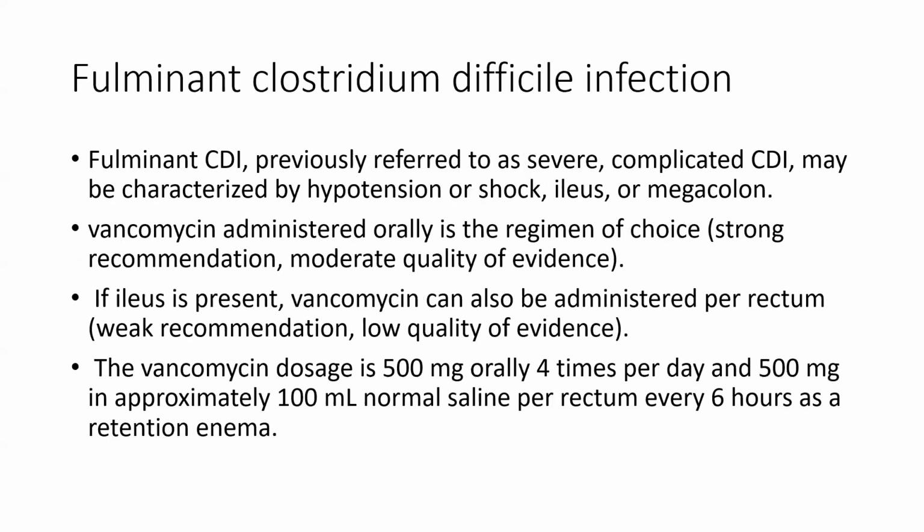Then regarding fulminant Clostridium difficile infection, previously referred to as severe complicated Clostridium difficile infection, which may be characterized by hypotension or shock, ileus, or megacolon. In this case, oral vancomycin is the regimen of choice. If ileus is present, vancomycin can be administered per rectum. The vancomycin dosage is 500 mg orally 4 times per day, and 500 mg in approximately 100 ml saline per rectum every 6 hours as a retention enema.